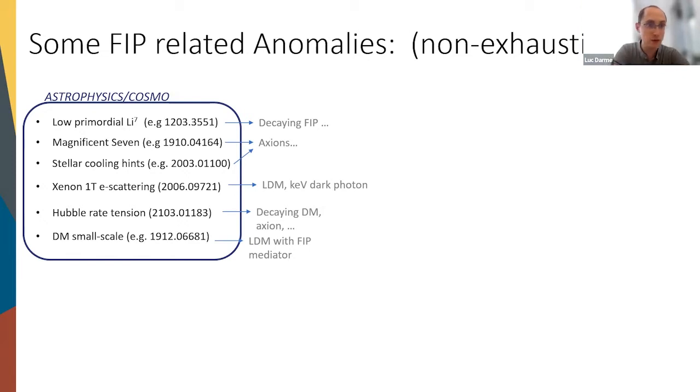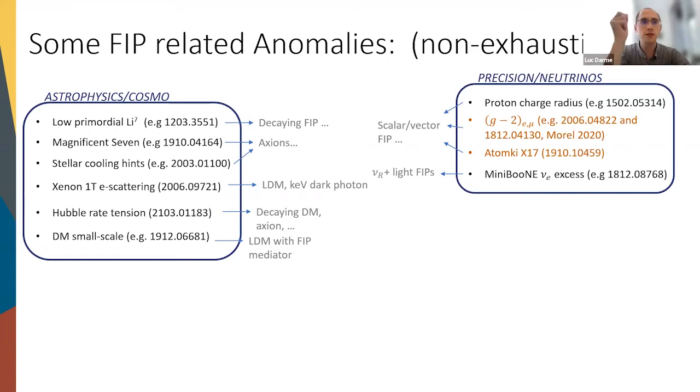We have a significant amount of astrophysical ones, of course, from detection in xenon to the Hubble rate tension with very strange and very light objects, the dark matter small scale problems, we'll come back to that in a second, some stellar cooling hints, which come and go and which are usually linked to axion particles, and also even some possible models for the low primordial abundance of lithium. So, of course, this is from the astrophysics.